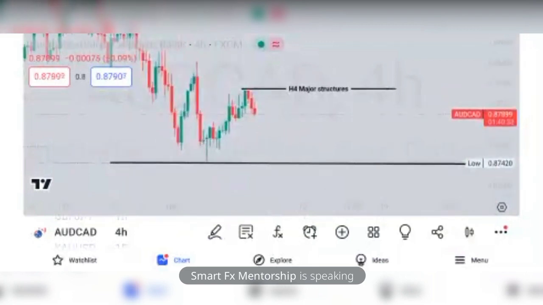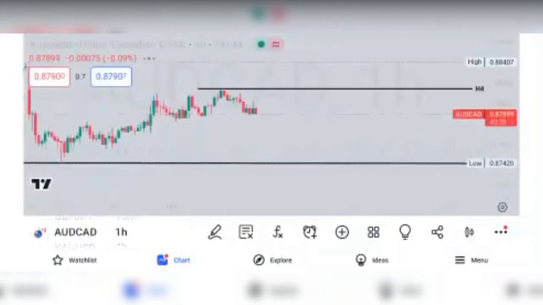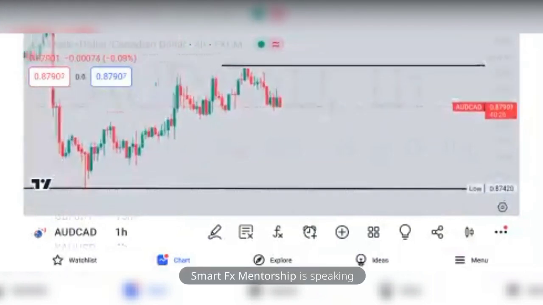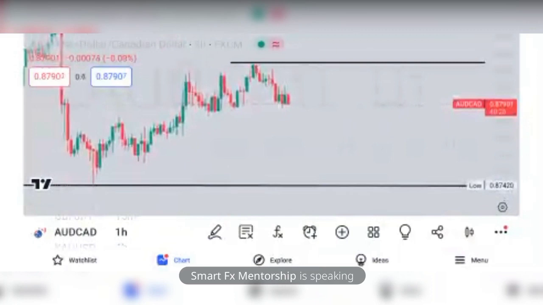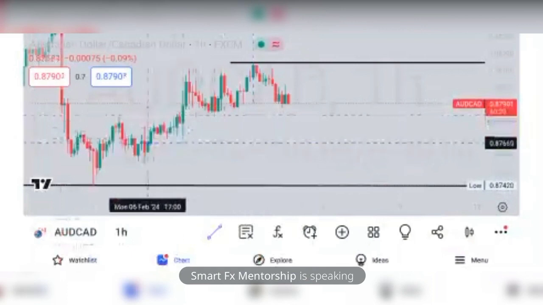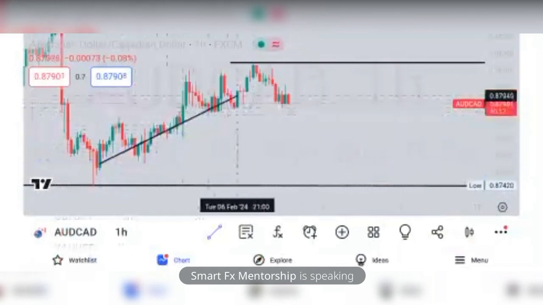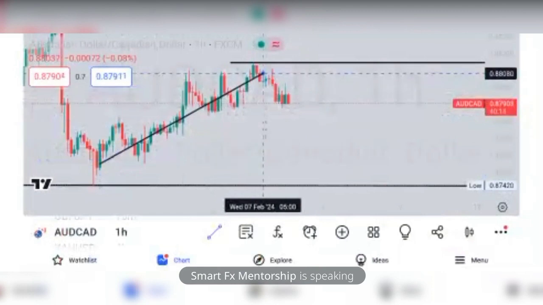We come down to 1 hour time frame. On 1 hour time frame, we can see that the market was in an uptrend. We can see what happened here. Remember, this market is actually a downtrend, but in 1 hour time frame now, you can see that here is an uptrend, right? This is an uptrend.